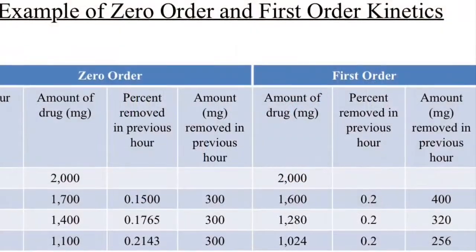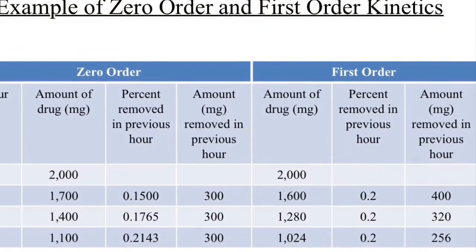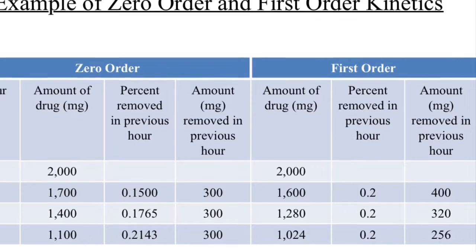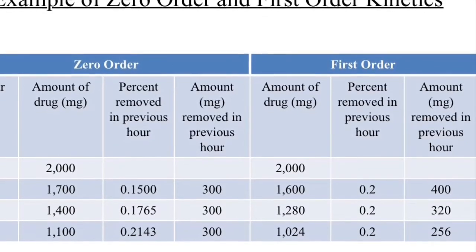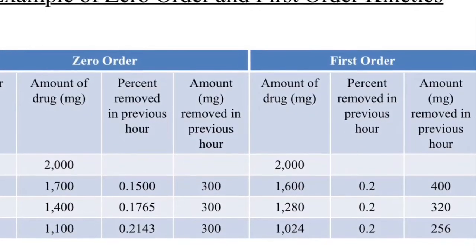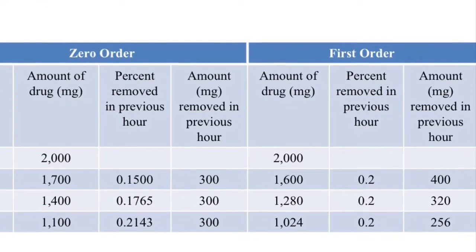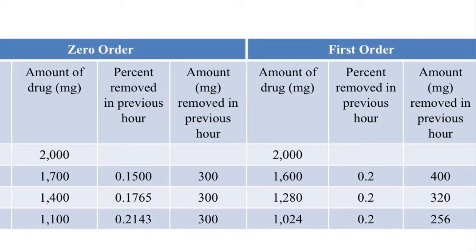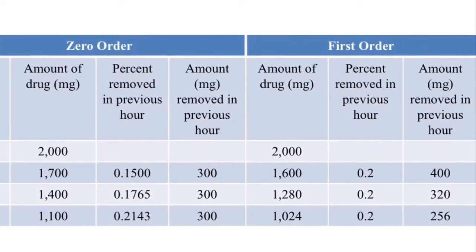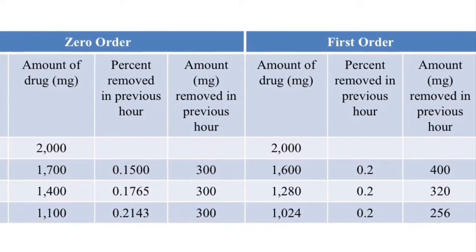Here is a nice example. If you look, the zero order amount of drug was 2000, 1700, 1400, and 1100, but the percent removed in the previous hour is 0.15, 0.17, 0.21. In the zero order, it is the same amount, 300 milligram, that is eliminated every hour. But in the first order, in the first hour it is 400, second hour 320, third hour 256. That means as the concentration is decreasing, the rate is also decreasing.